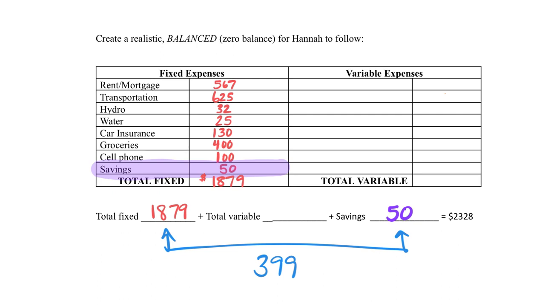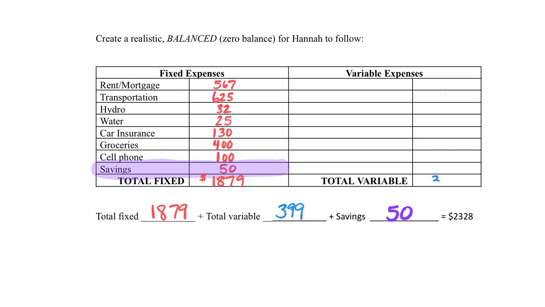So if I just got rid of that mess underneath, then I'll notice that $1,879 plus $399 plus $50 in savings gets me up to a zero balanced budget. That means I have a total variable cost of $399 per month.